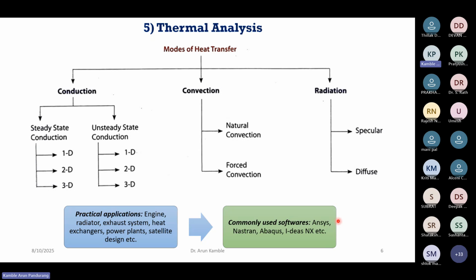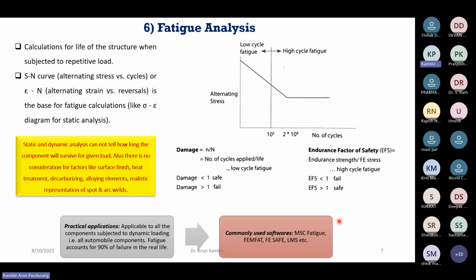So the next type of analysis is the fatigue analysis. The calculation for the life of the structure when subjected to the repetitive load is called fatigue. So here the software uses the SN curve. SN means the alternating stress versus cycles. N means cycles, S is the alternating stress. Or epsilon versus N, alternating strain versus reversal, is the base for these particular fatigue calculations. Like in the static analysis we use the stress versus strain, sigma versus epsilon. In a similar way, we use the SN curve in the fatigue analysis.